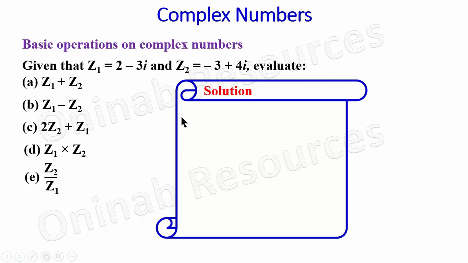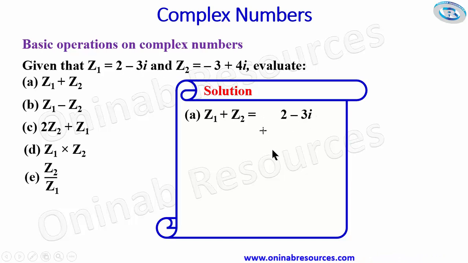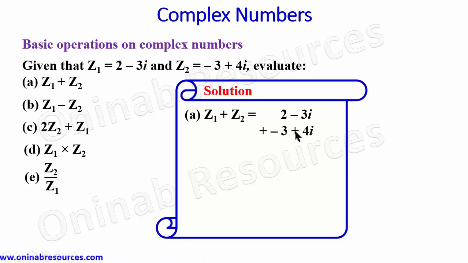From our solution, we start from A. For A, we have z1 plus z2. So we can carry out our addition in a tabular form. So z1 is 2 minus 3i. So I have 2 minus 3i. Then plus z2, which is negative 3 plus 4i. We then add in a tabular form.